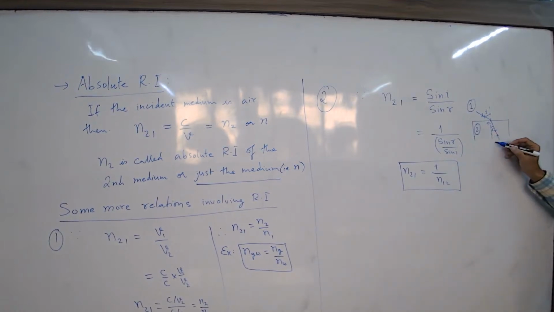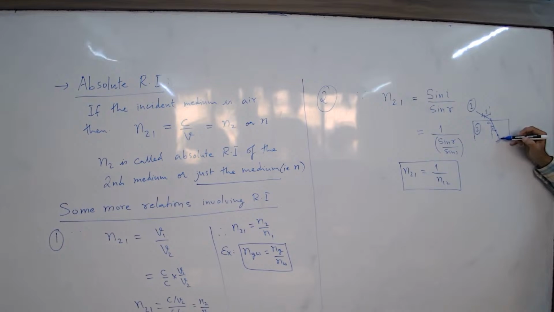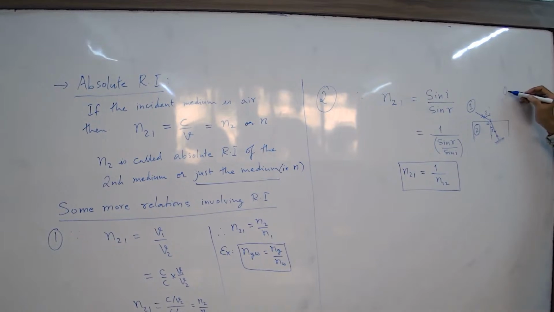Okay, I put some reflector, and it was incident along the normal. Then the light will be sent back. So there is a law of optical reversibility of light.